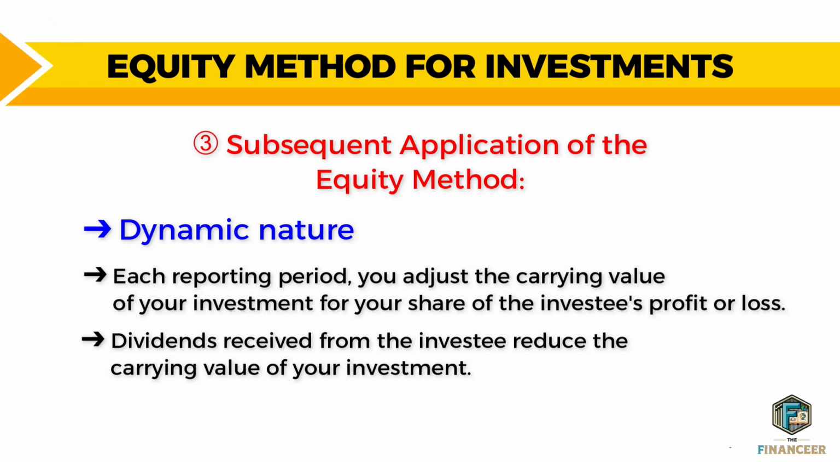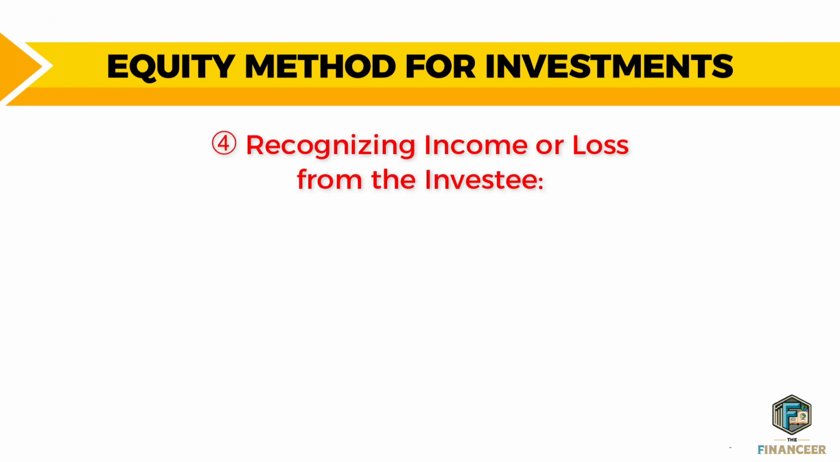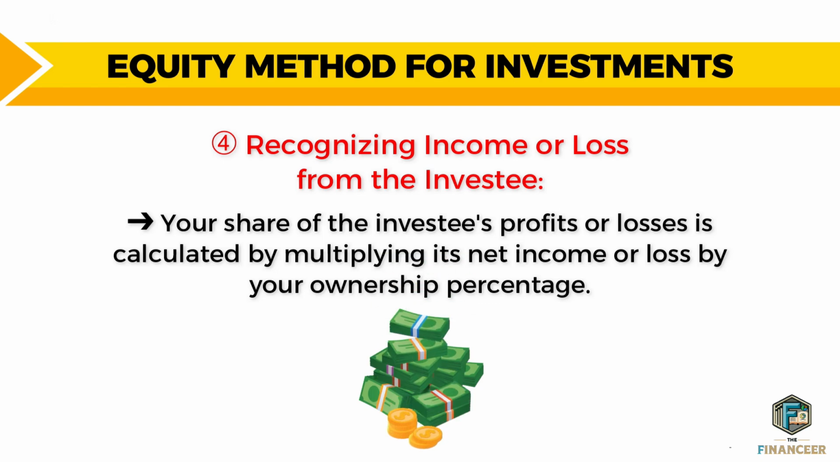Next, if you receive dividends, these dividends will directly reduce the carrying value of your investment, because certainly this dividend represents that you receive part of your profit that you increased before in the first step in the carrying value of your investment. Now, as we discussed before, you need to recognize your share of the investee's profit or loss. And this is calculated by multiplying the investee's net income or loss by your ownership percentage. This amount is then recognized directly in your statement of profit or loss, providing a more current and realistic picture of your investment's performance.